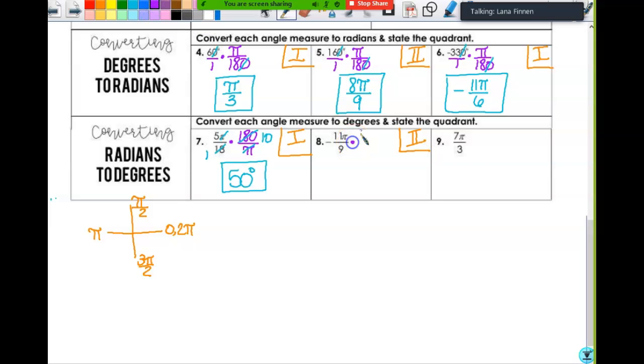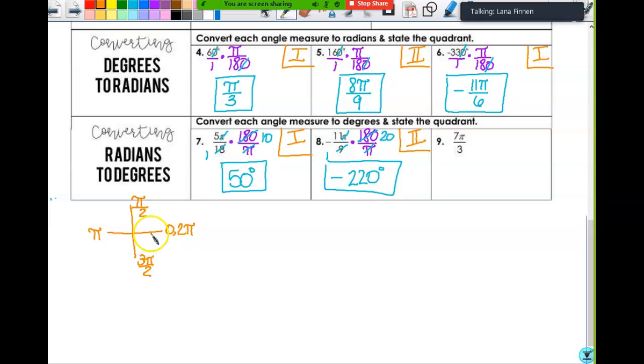Then I'm going to multiply by 180 over pi to get out of that. The pi's cancel out. 9 goes into 9 once, goes into 180 20 times. So now I just have negative 11 times 20. What's 11 times 20? 220? Yes, okay.